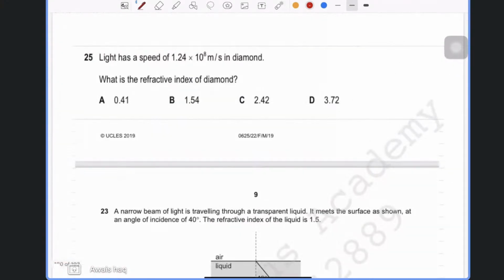So in this one it says light has a speed of this in diamond. What is the refractive index of diamond? So we can simply do this like this. We can say n is the speed of light in air over speed of light in diamond.